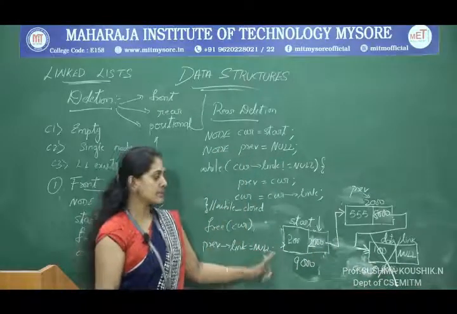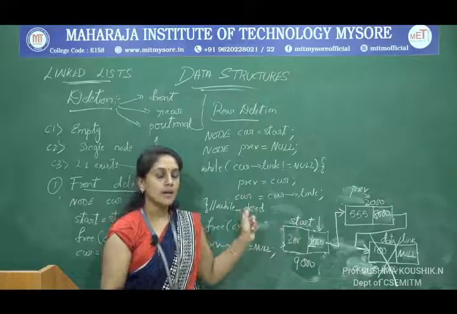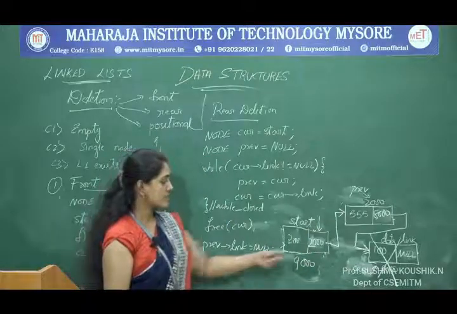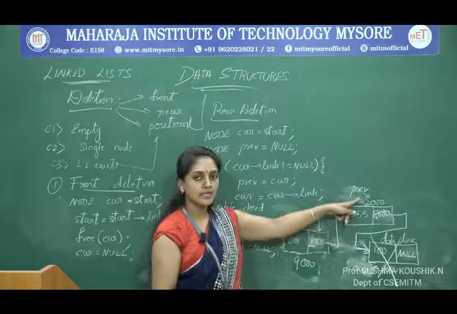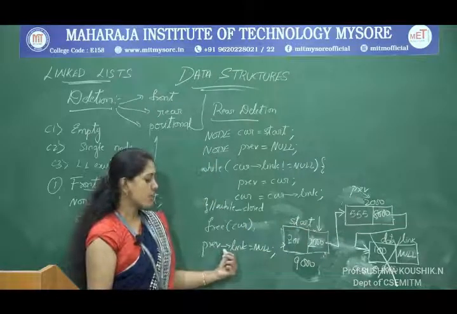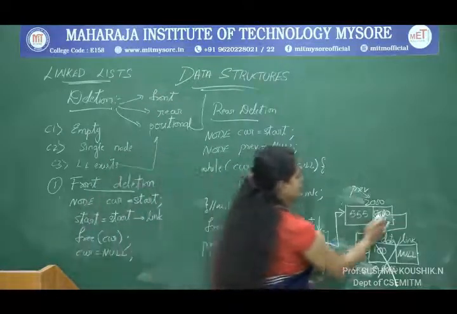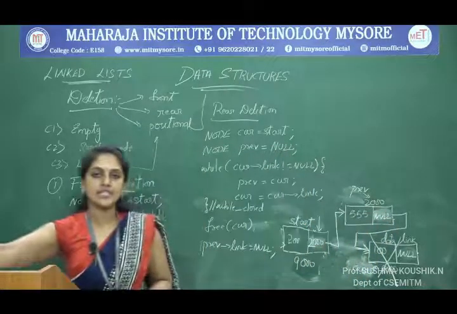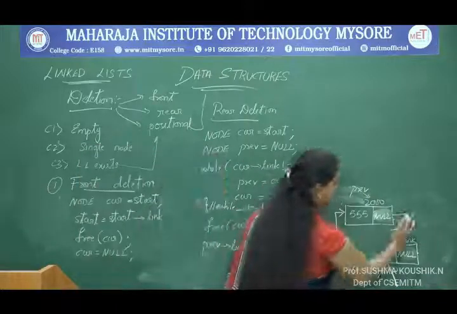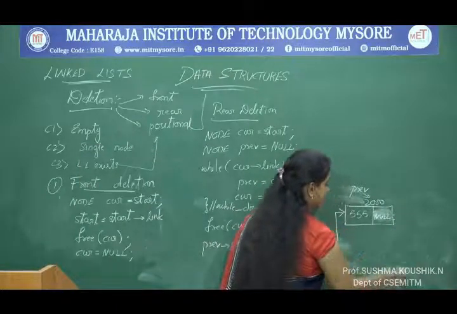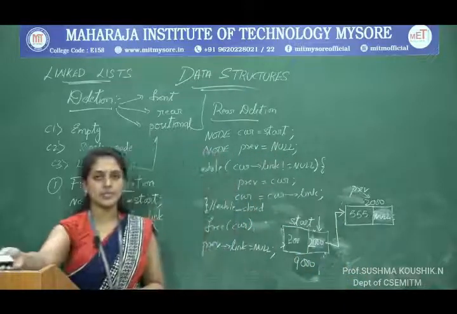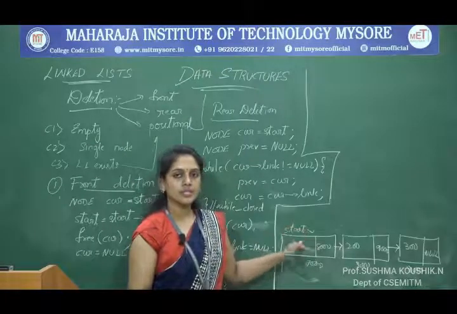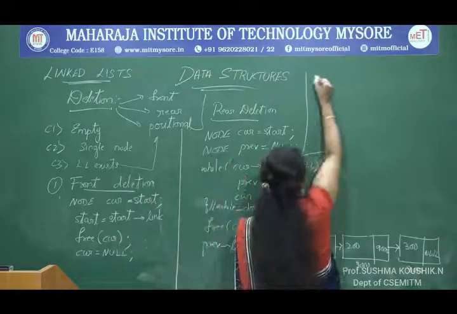But care should be taken that the previous node's link field is null. So we are making previous of link, the previous node which has been held by the prev pointer, previous of link is equal to null. So this field is null. This is how we are doing the deletion from the rear end. So now the linked list has got only 2 nodes. Now we shall see the third type of deletion, that is positional deletion.